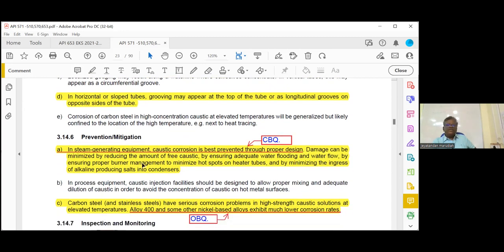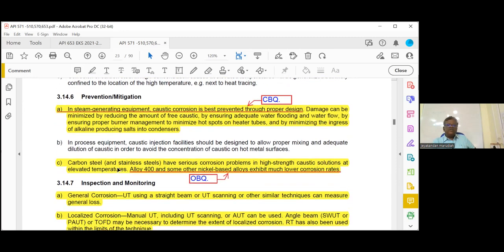So you can see the next line. Damage can be minimized by reducing the amount of free caustic, by ensuring adequate water flooding and water flow, and by ensuring proper management to minimize hot spots. Then highlight the C. Carbon steel has serious corrosion in high strength caustic. Alloy 400 and some other nickel-based alloys exhibit much lower corrosion rates. That is open. We have to use nickel-based alloys.